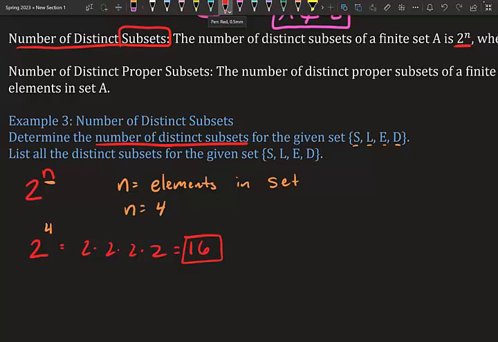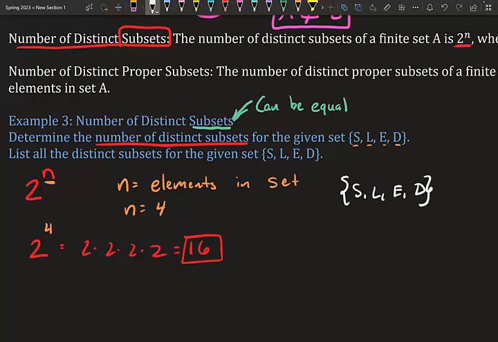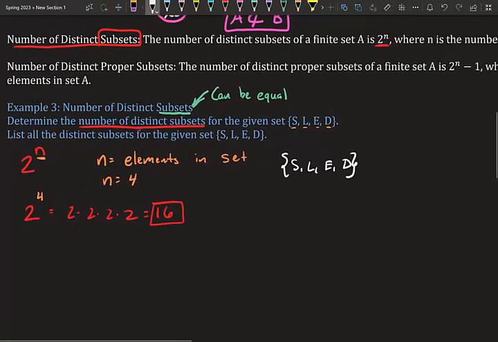So a subset can be equal. Let's just put a little reminder here. So subsets can be equal. Now, if it was asking for proper subsets, it cannot be equal. So our first regular subset is the set itself, SLED. Now that's allowed because subsets are allowed to be equal. It's just proper subsets that are not allowed. Now we start breaking it down into each variation.